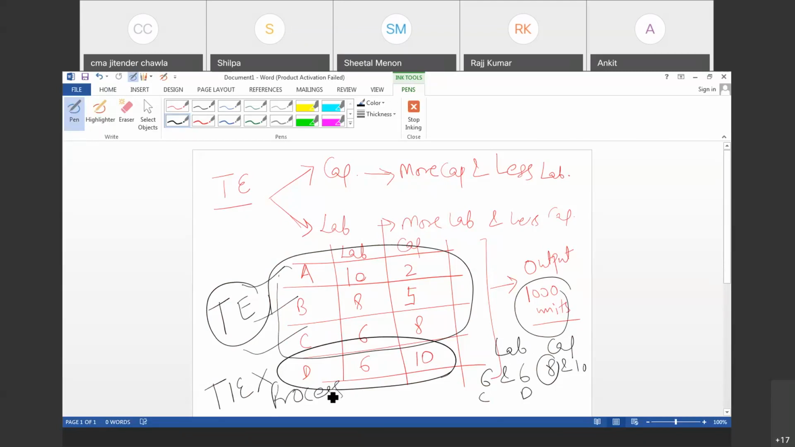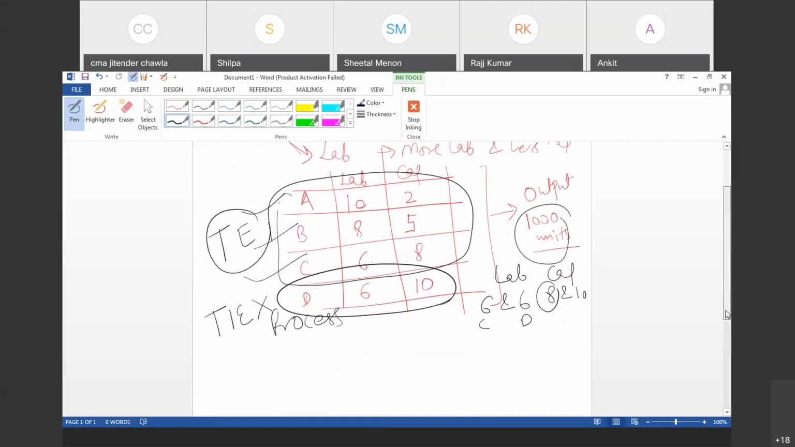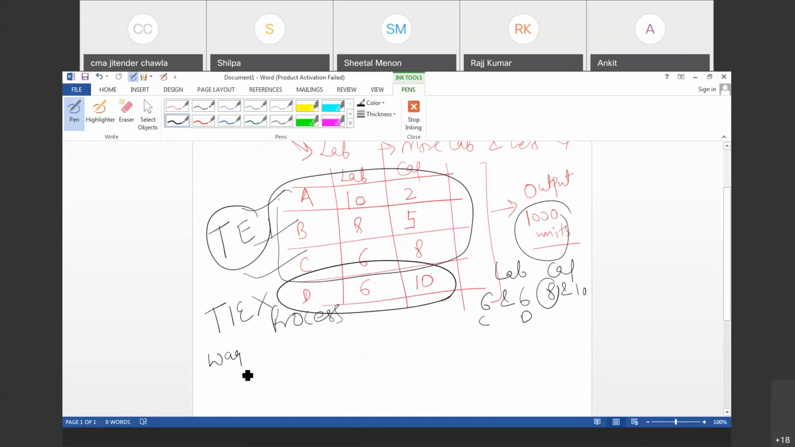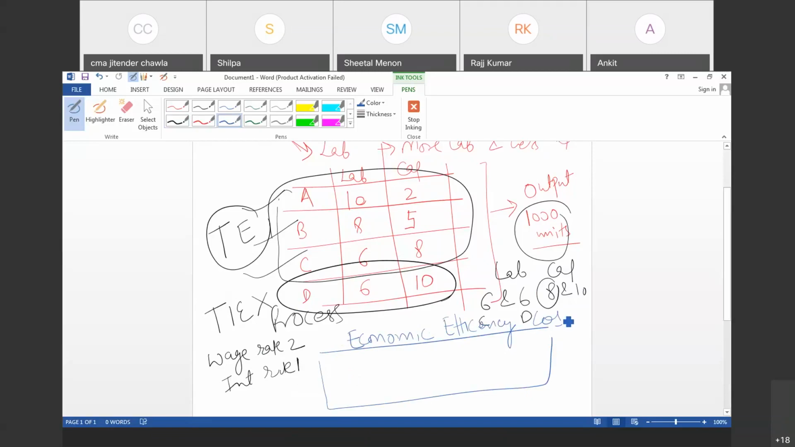What do you mean by technical efficiency? Now, if you allow me to go into a little more detail, I should take a wage rate. Wage rate, say 2 rupees per unit, and interest rate, allow me to take 1 rupee per unit. So what is my technical efficiency? D is not there. But what about my economic efficiency? Now I'm talking about economic efficiency. Economic efficiency is related to cost of production, while technical efficiency is related to selection of techniques of production.